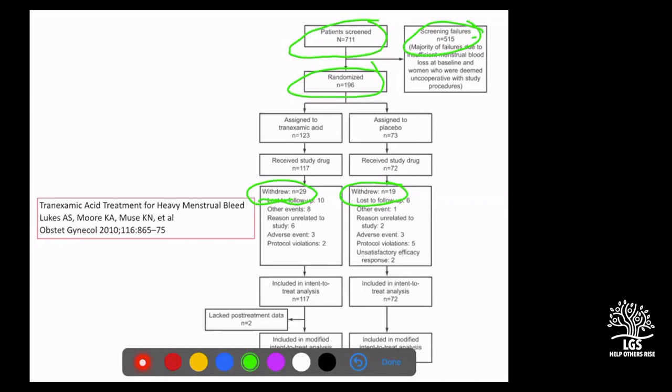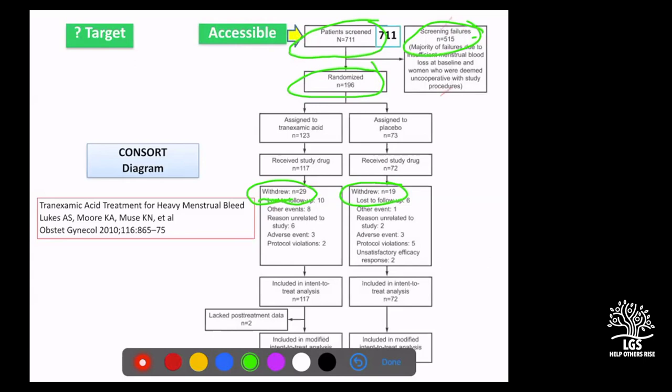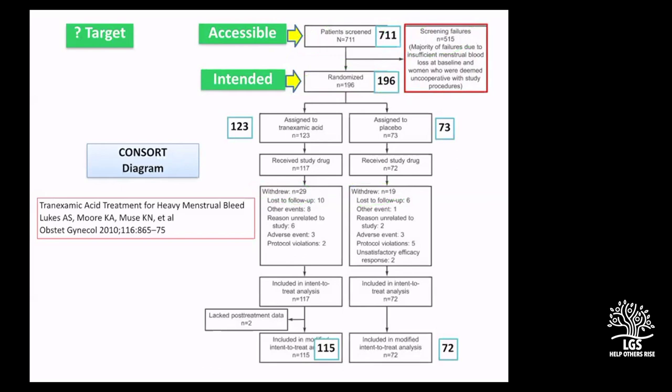Here is a study that clearly states what the patients were, and this is what's called a CONSORT diagram, which stands for Consolidated Standards of Reporting Trials. And this should be a part of any good trial that you are talking about. Okay, let's quickly skip to that. We don't need it. 123 enrolled, and the exit time was 115 versus 72. So the dropouts are not all that bad, and this is a good study.